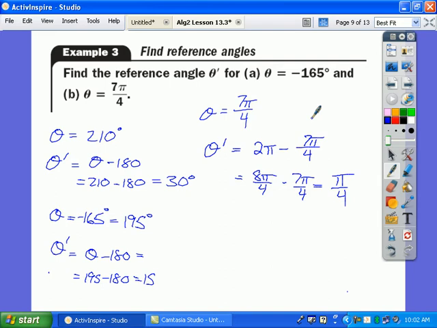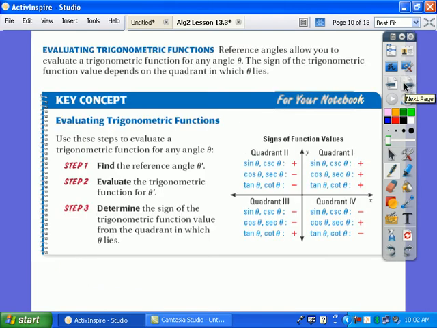But now how do we match the signs? And so this chart tells us that. Here we go. In quadrant 1, all 6 trig functions are positive. In quadrant 2, only sine and cosecant are positive. All others are negative. In quadrant 3, only tangent and cotangent are positive. All the other ones are negative. In quadrant 4, cosine and secant are positive. The other 4 are negative.